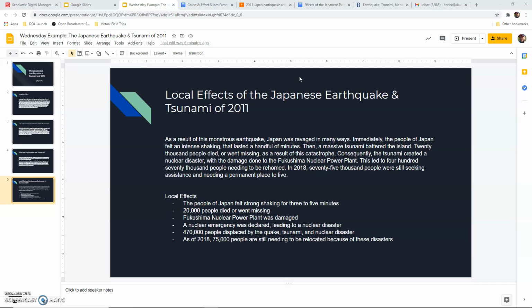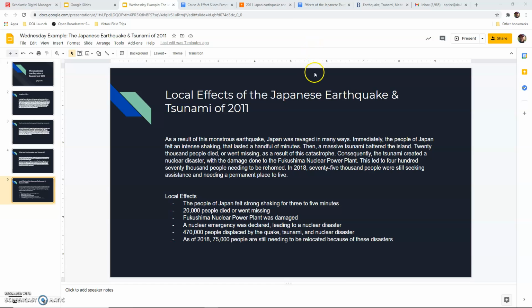So, as a result of this monstrous earthquake, Japan was ravaged in many ways. Immediately, the people of Japan felt an intense shaking that lasted a handful of minutes. Then, a massive tsunami battered the island. 20,000 people died or went missing as a result of this catastrophe. Consequently, the tsunami created a nuclear disaster, with the damage done to the Fukushima nuclear power plant. This led to 470,000 people needing to be rehomed. In 2018, 75,000 people were still seeking assistance and needing a permanent place to live.